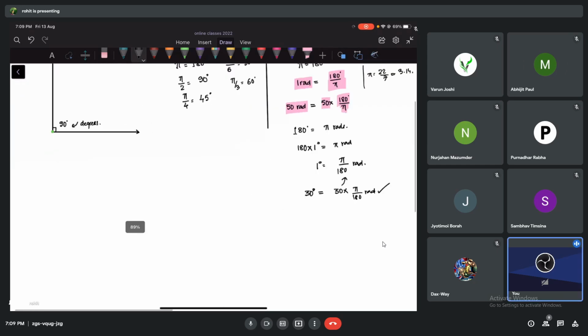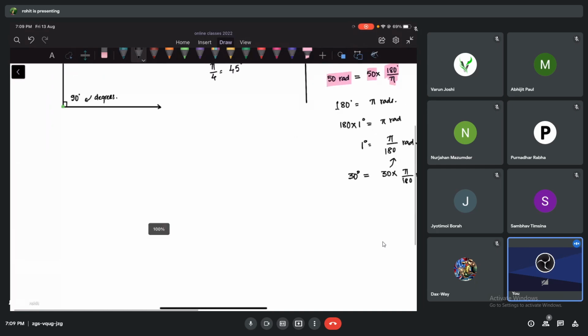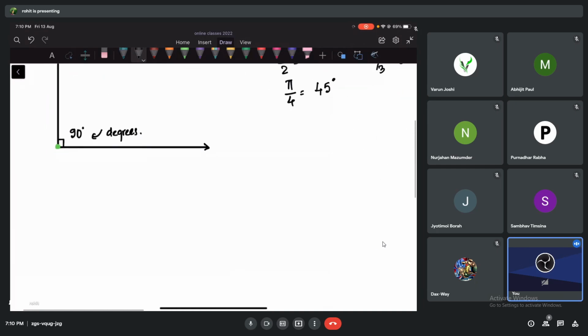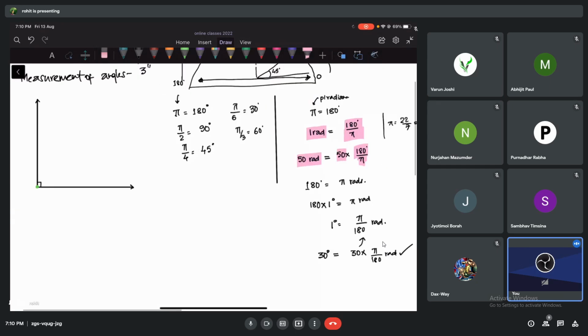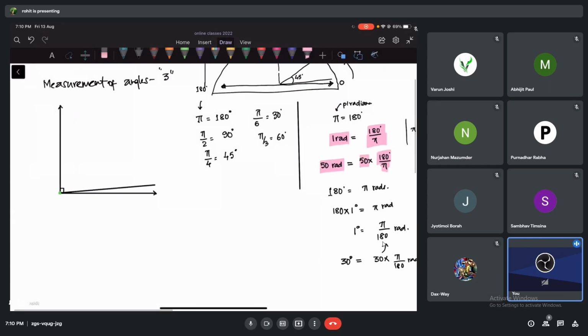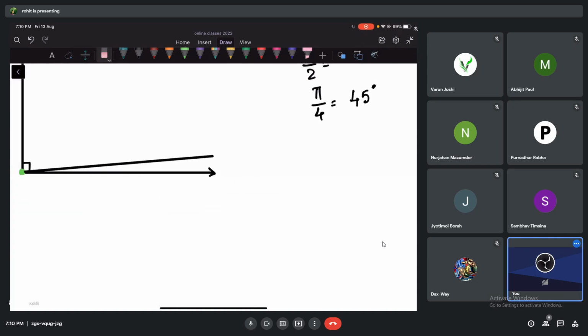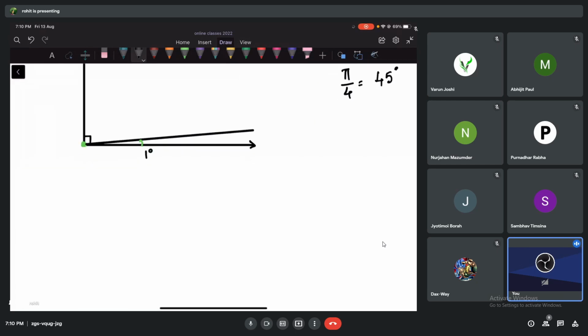Now let's go to very small measurements. Let me show you what I mean by very small measurements. Let me show you here what 1 degree is. It will be approximate, of course, not very accurate, but let's say this angle here is 1 degree. Now I don't want to talk about 1 degree, I want to go to much smaller angles, and the name given to the smaller angles is this one.